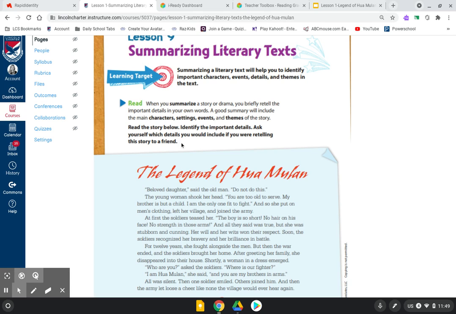All right, let's take a look at the learning target. Summarizing a literary text will help you to identify important characters, events, details, and themes in the text. When you summarize a story or drama, you briefly retell the important details in your own words. A good summary will include the main character, settings, events, and themes of the story. Read the story below, identify the important details, and ask yourself which details you would include if you were retelling this story to a friend. So think, if they've never heard it before, what details would you want to include?